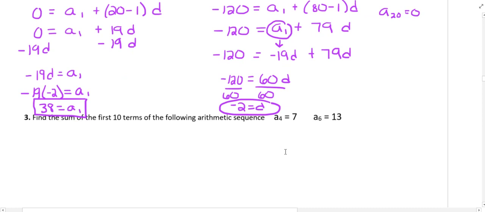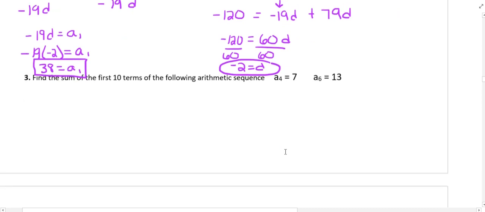Okay, so then this one here, find the sum of the first 10 terms of the following arithmetic sequence. A sub 4 is 7, and a sub 6 is 13. So we need a sub 1, and we need the 10th term. The easiest thing I think to do here, actually, because it's just 10 terms, is let's write it out. So sometimes it is appropriate to write them out. So we have this. We have a sub 1. So let's see here. You've got 1, 2, 3, fourth term is 7, 5, 6 term is 13, 7, 8, 9, 10.